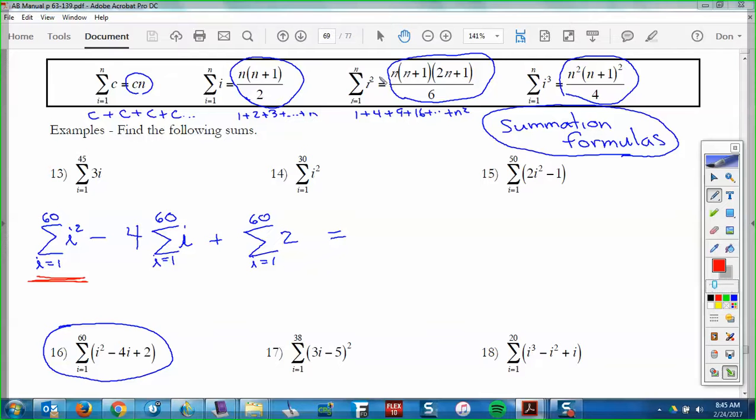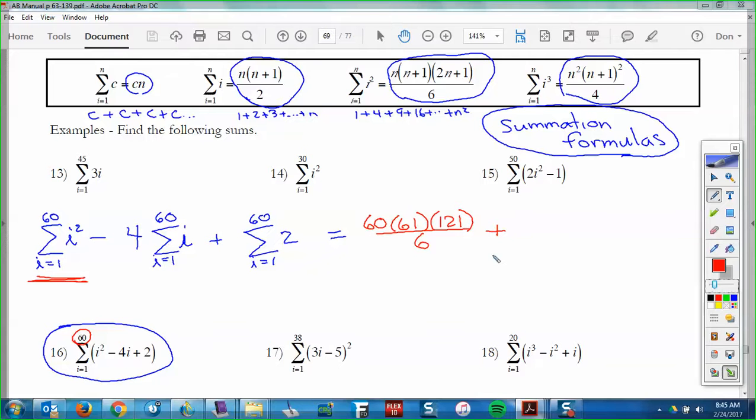Sigma i squared, we have a formula for sigma i squared right here. In this case, our n is 60. So for sigma i squared, that's going to be 60 times 61 times 121, all over 6. We'll use our calculators here in a second.